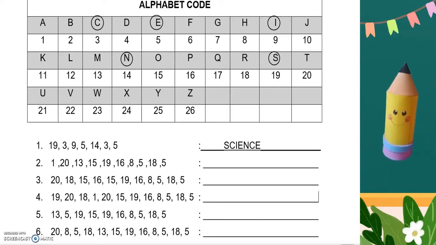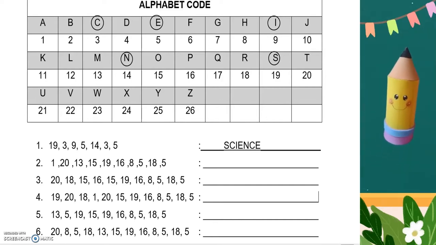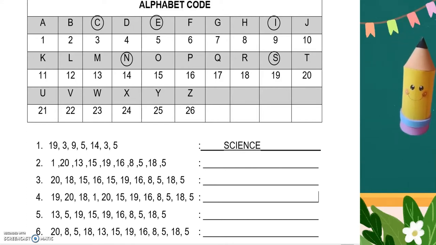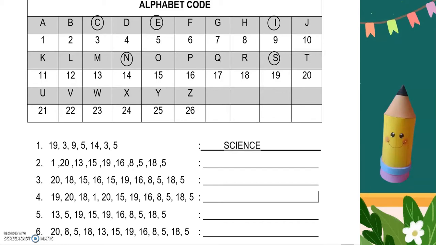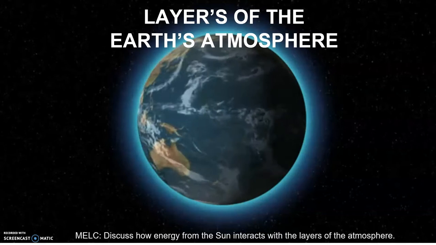Okay, fast forward po. So, number 2, the word is atmosphere. Number 3, the word is troposphere. Number 4, the word is stratosphere. Number 5, the word is mesosphere. Number 6, the word is thermosphere. Alright, so given these words, our topic therefore is all about the layers of the Earth's atmosphere.